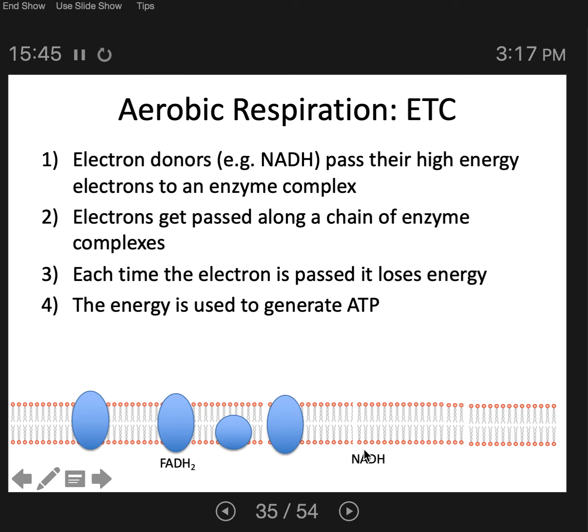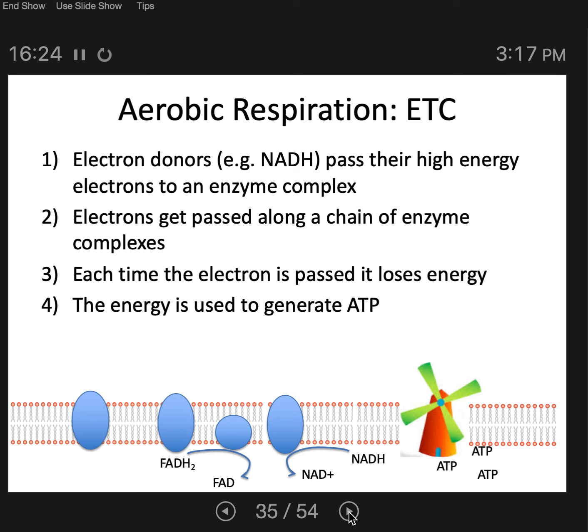Right? And NADH is loaded up with high energy electrons from glucose or other foodstuff. FADH2 is loaded up with electrons from glucose and other foodstuff. So they're going to pass their high energy electrons now to an enzyme complex that's embedded in this membrane. Electrons get passed along a chain of enzyme complexes, and you can see that happening in this animation here. Each time the electron is passed, it loses energy. It's moving to a more and more stable state every time it's passed, which means it's releasing more and more energy as it goes.